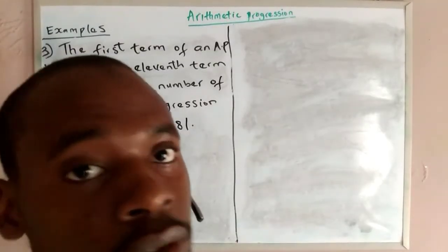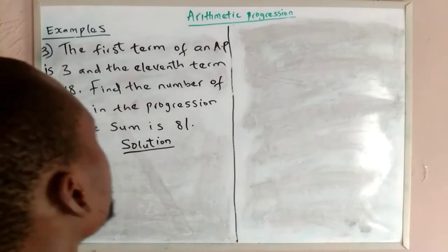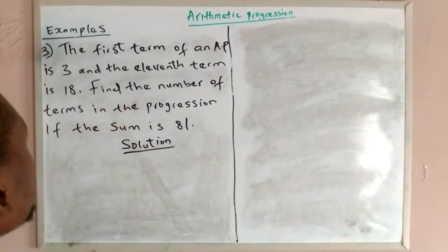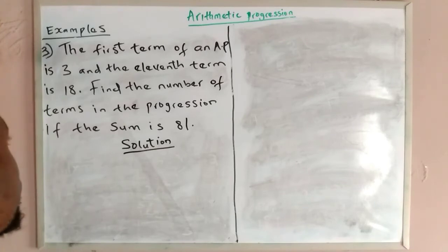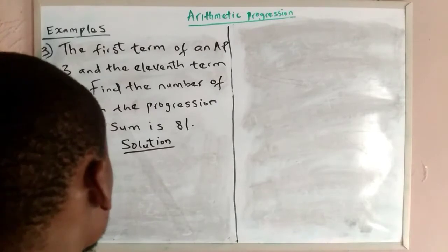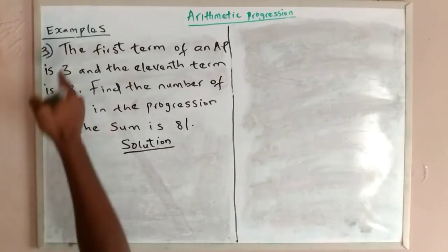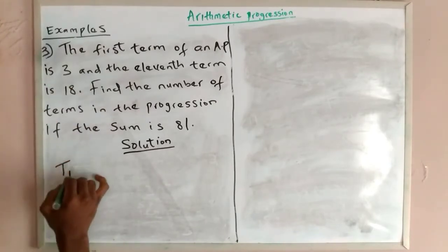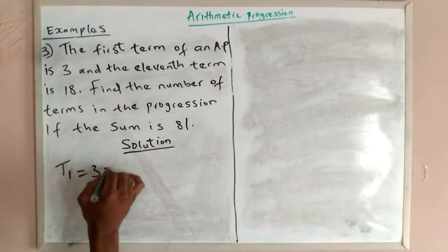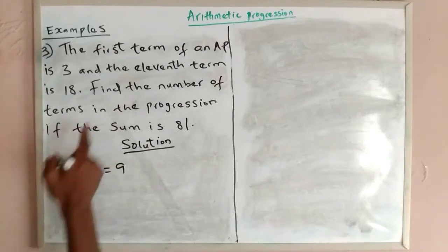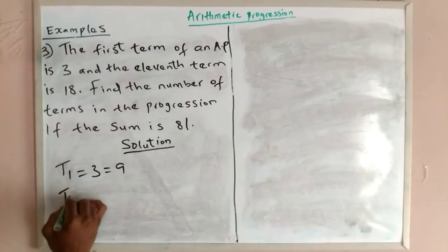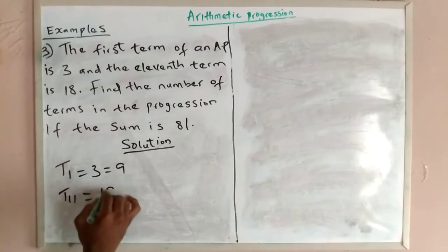So here's the third question, and it says the first term of an AP is 3 and the 11th term is 18. Find the number of terms in the progression if the sum is 81. So here's the solution. We are given in the question that our first term, which is T1, is 3, and that's our A. Our 11th term, which is T11, is 18.